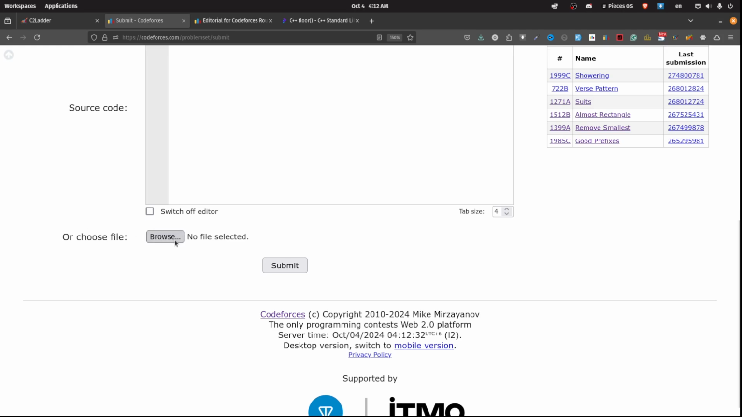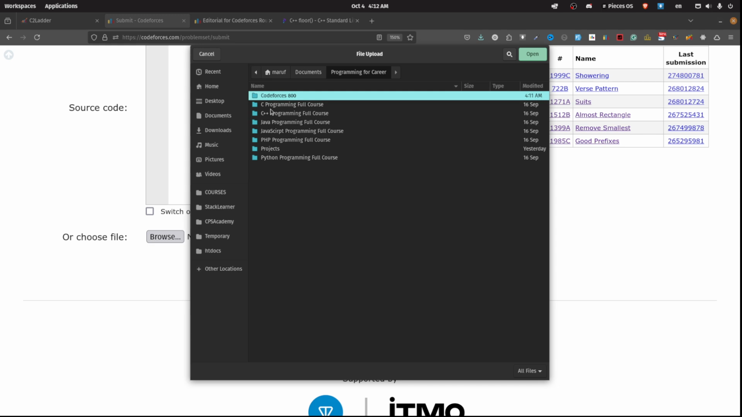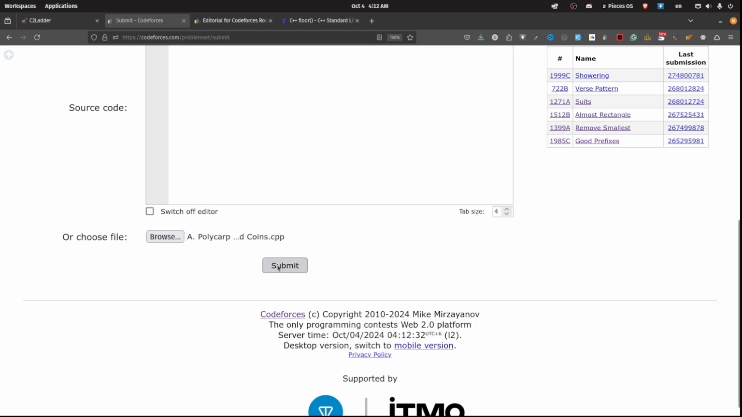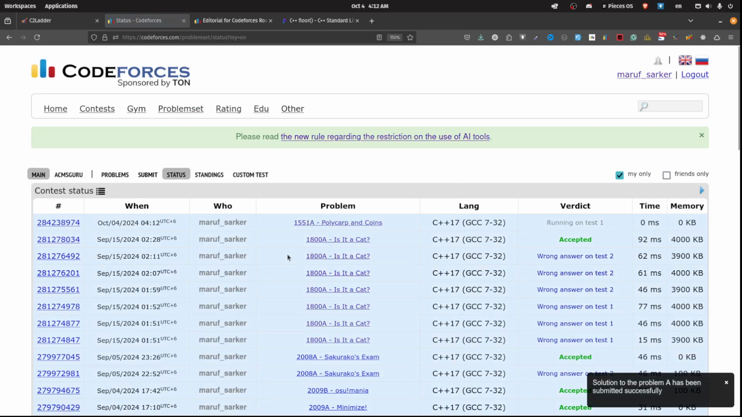submit, browse documents, C++, Codeforces 800, polycarp coins cpp. This is the compiler selected. Fine. Finally, the solution is accepted.